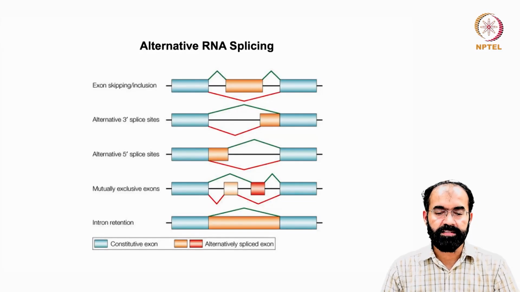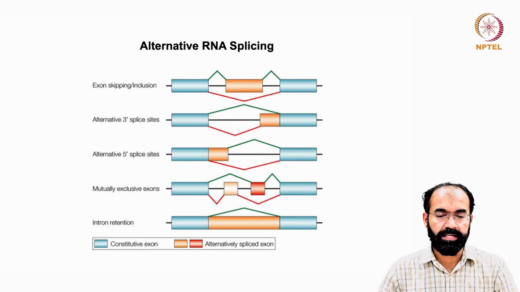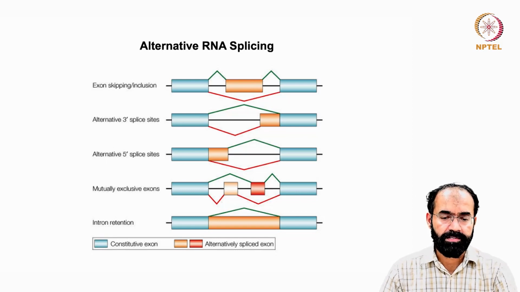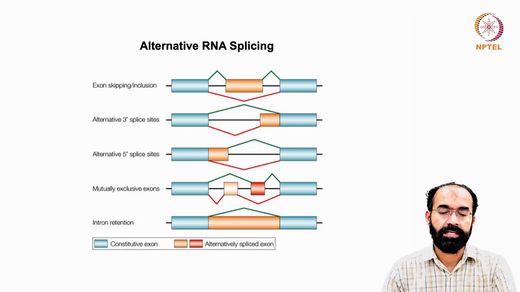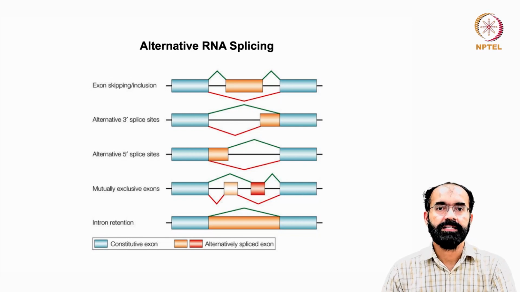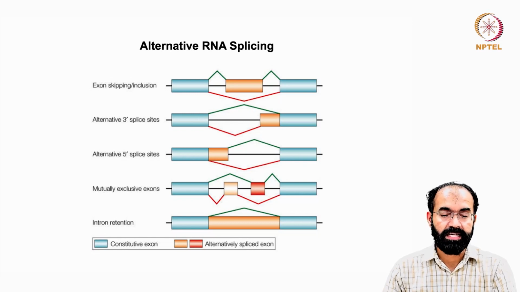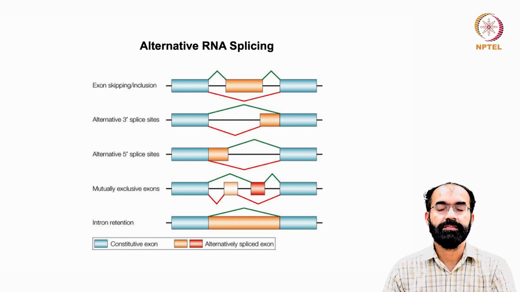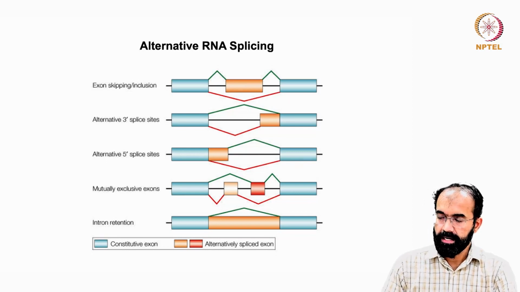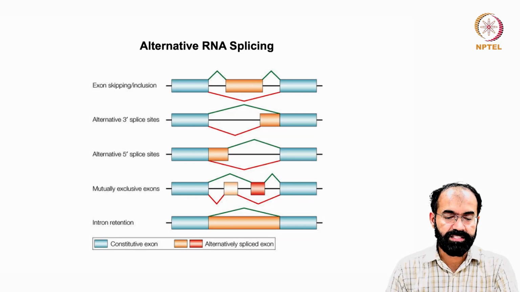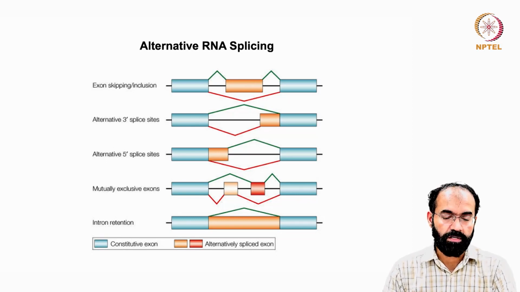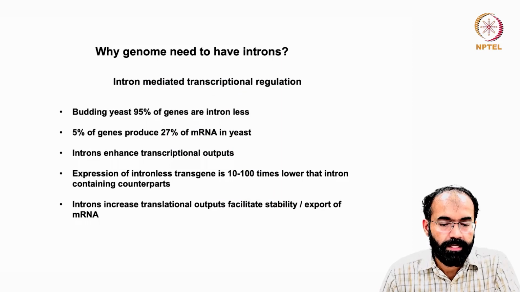Welcome back to another session of RNA biology class. We were studying different possible alternative RNA splicing events that can bring in diversity in the transcript. So we were looking into examples one by one. One is exon skipping or exon inclusion, alternative 3' splice site, alternative 5' splice site, mutually exclusive exons, like that. So there are different types of variations possible when you are considering alternative splicing.